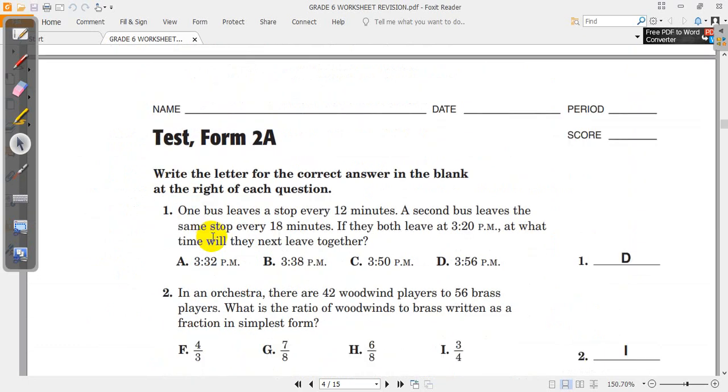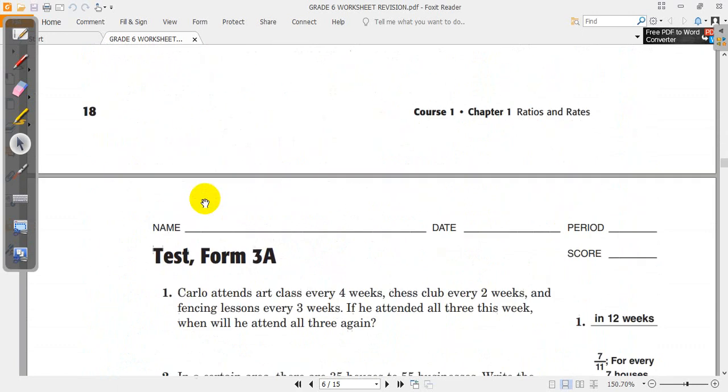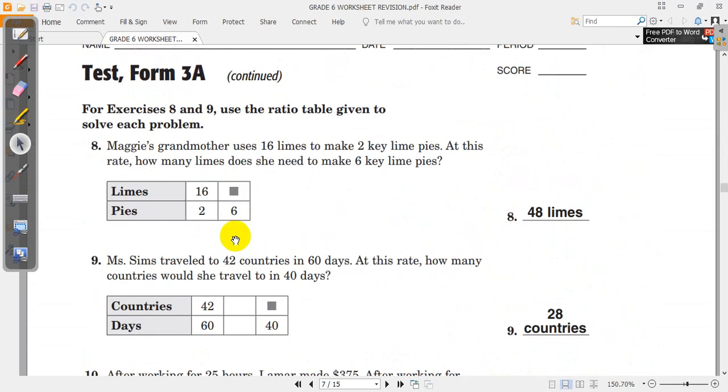And then you have form 2A, 2B, 3A, 3B. All of them are solved and you have the final exam there.